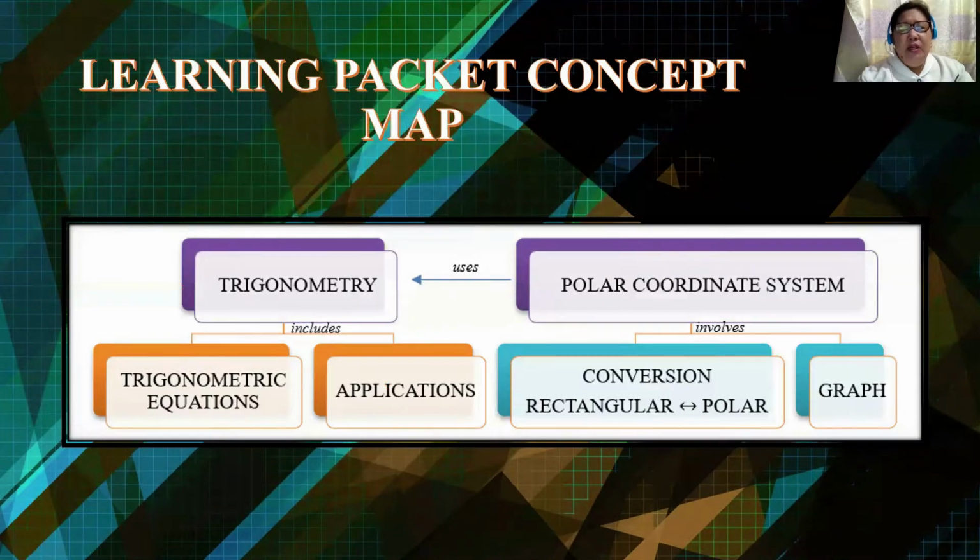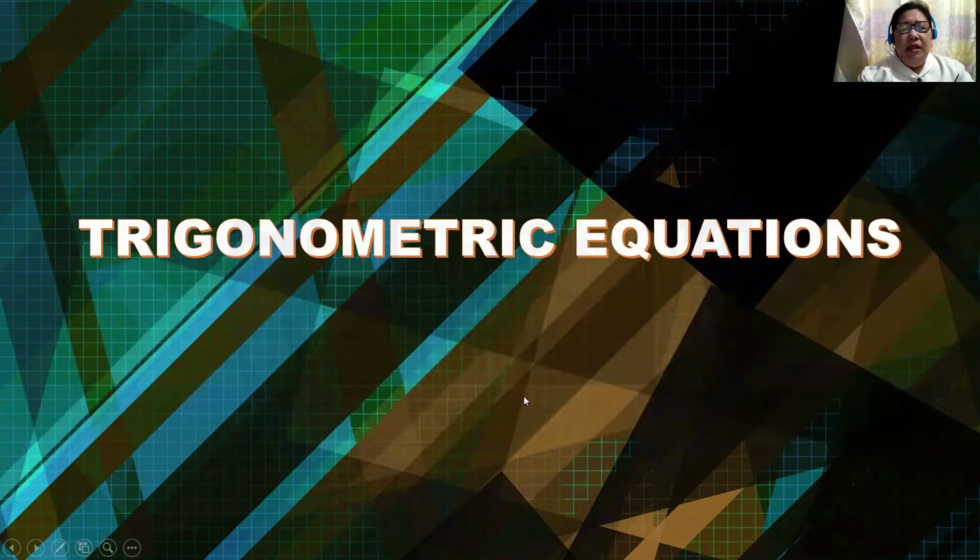This is the Learning Pocket concept map. We are going to have trigonometric equations and its applications. Then, the polar coordinate system, where we are going to have the conversion as well as the graph. Let us start first with trigonometric equations.